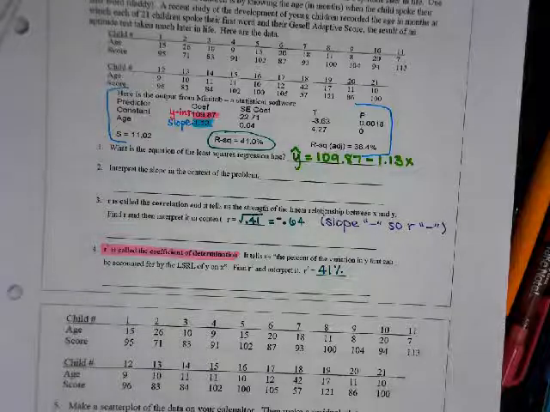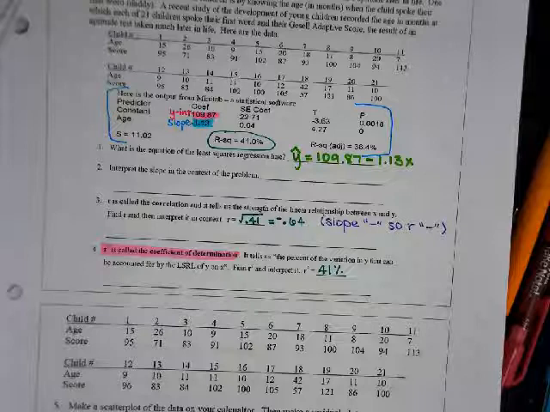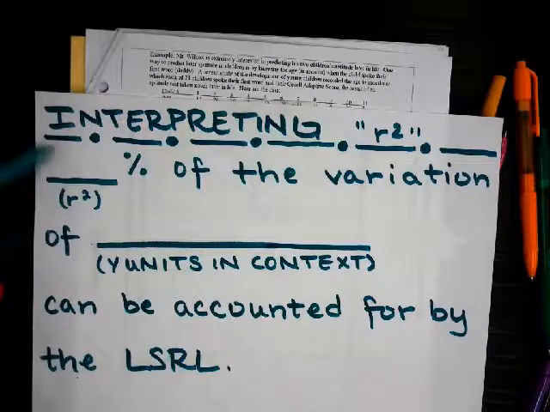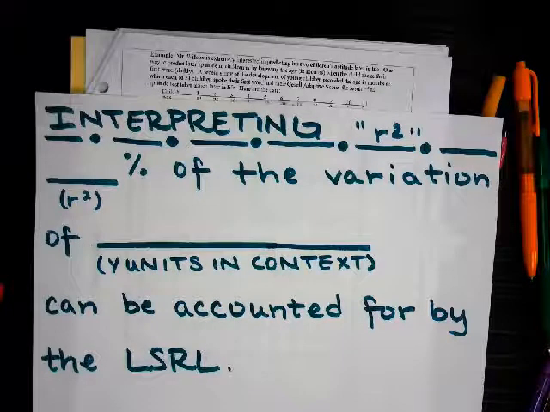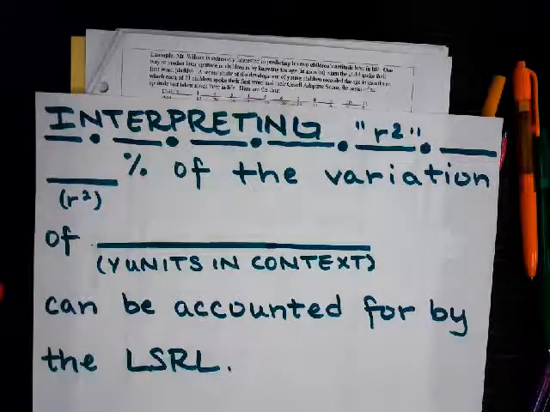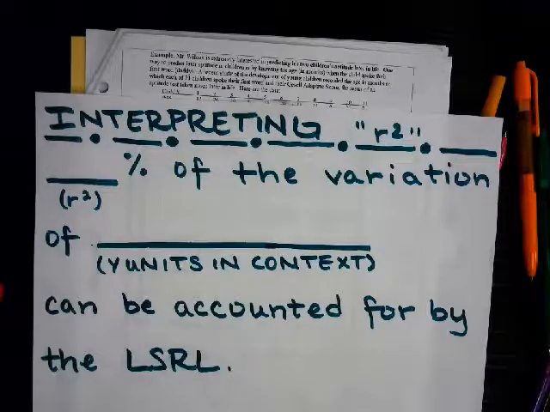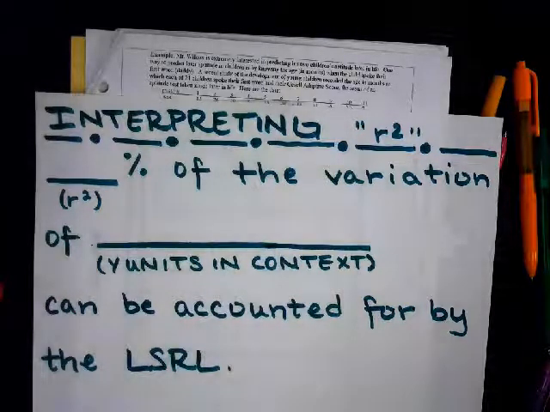So for this one, we would say 41% of the variation of the aptitude scores can be accounted for by the least squares regression line. Sorry, say that again. What are the Y units? For this example, the Y units is the aptitude score. X is age. Are we good?